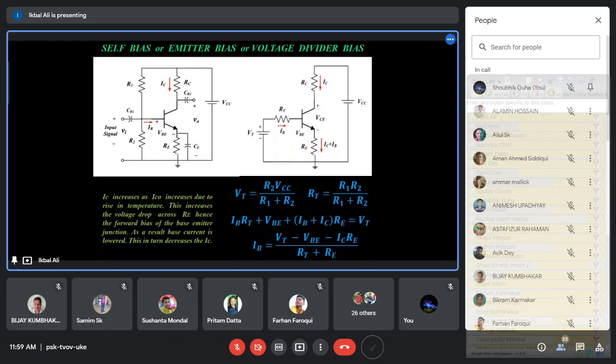The biasing of the base emitter junction and the base collector junction has to be such that the magnitudes of the voltage drops, forward bias and reverse bias, put the Q point in the middle of the active region. That is the purpose of the biasing.